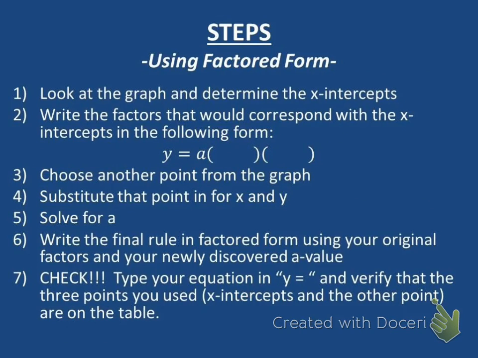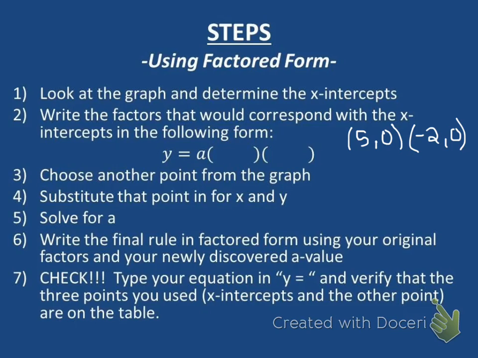Alright, the first example that we'll look at will involve using the x-intercepts and putting it together in factored form. So our first step is to look at the graph and determine the x-intercepts. Then we'll write the factors that would correspond with the x-intercepts in the following form. For example, if our x-intercepts were (5, 0) and (-2, 0), the factors that would match with that would be x minus 5 and x plus 2.